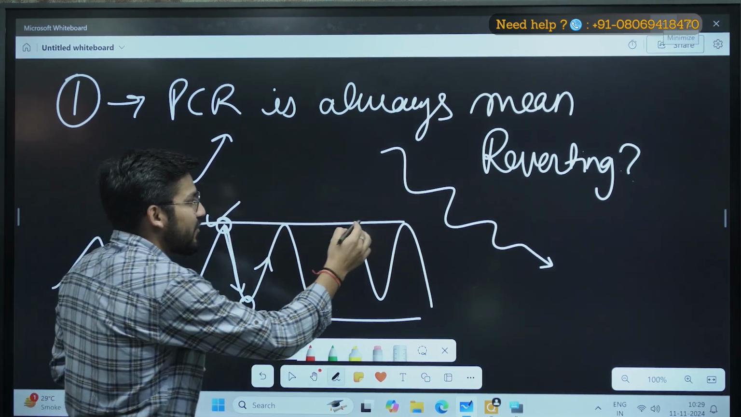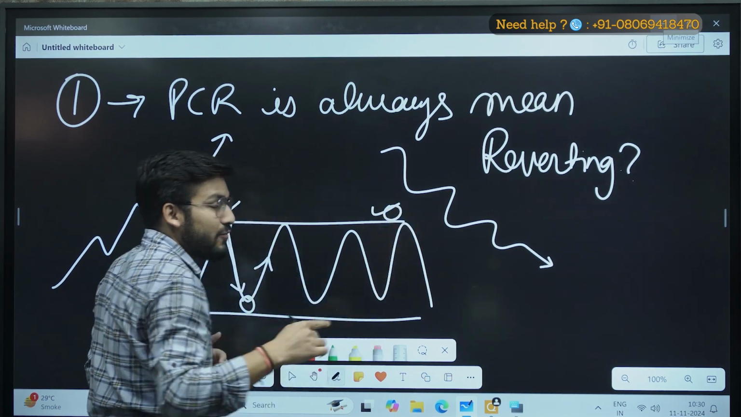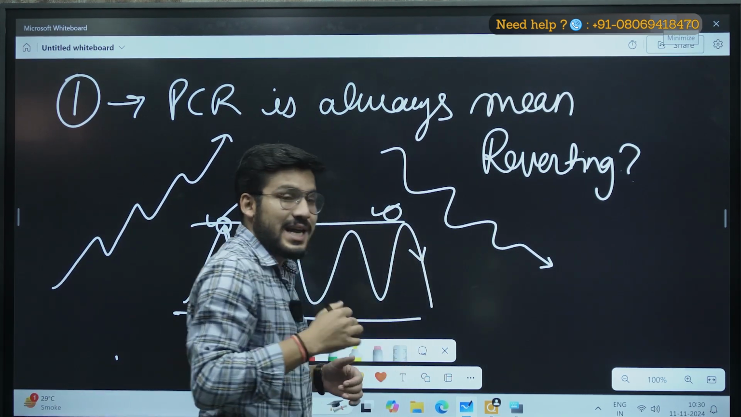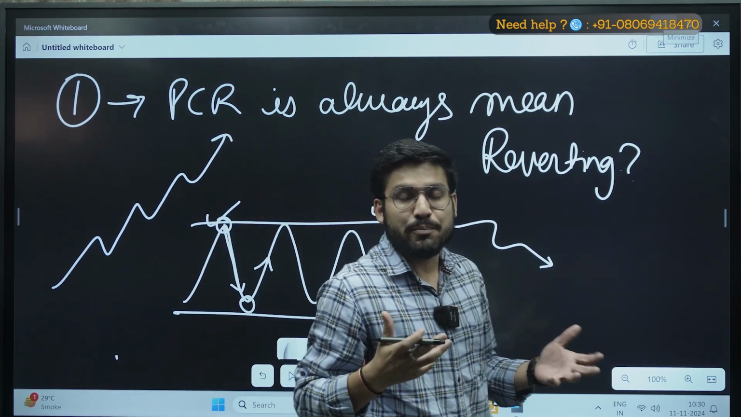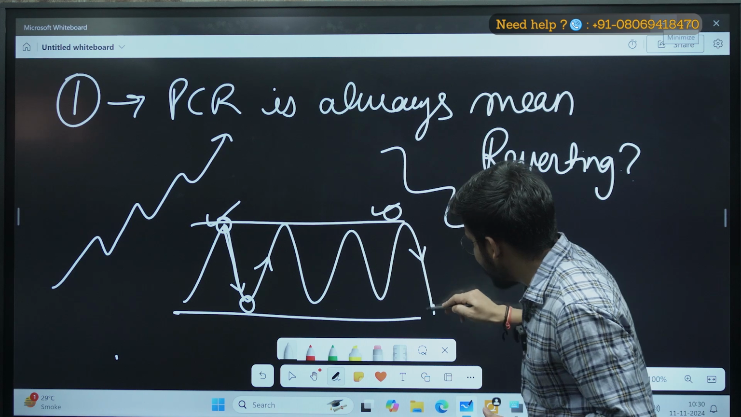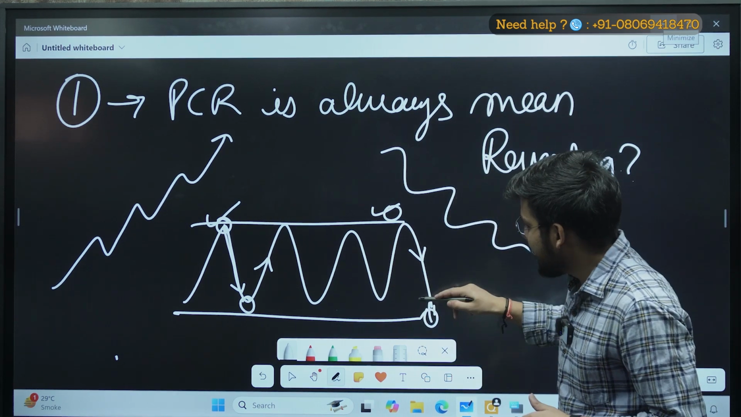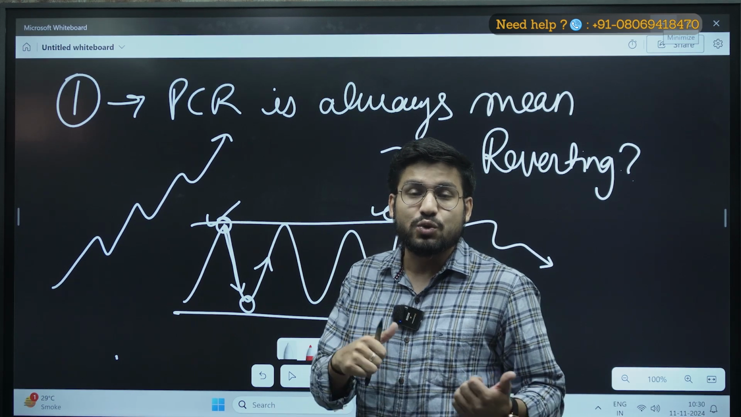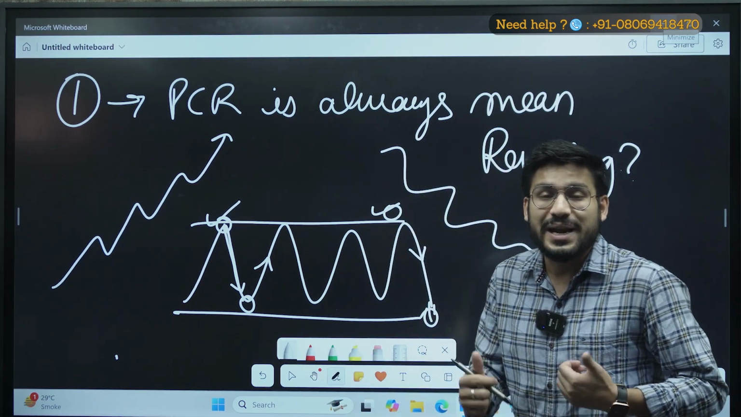Whenever our PCR is at a certain high level, at that time the market is overbought. So what will we do? We will go for the selling side, or in options you can buy a put as well. Whenever your PCR is very low, at that time we will buy the trade. Why? Because at that time the market is oversold, so there are chances that the price will increase.